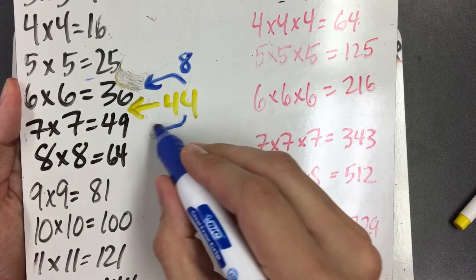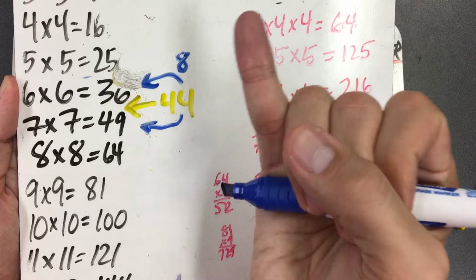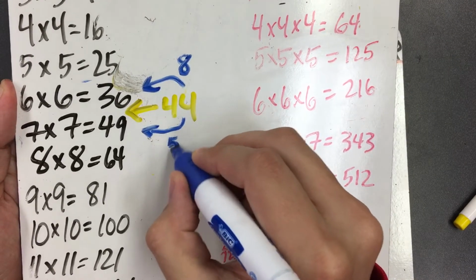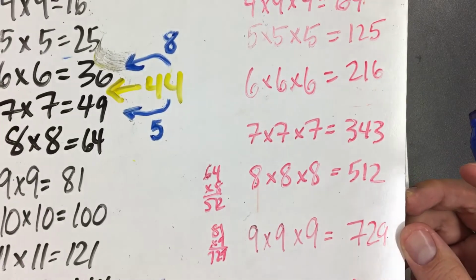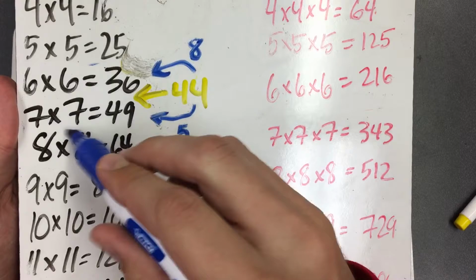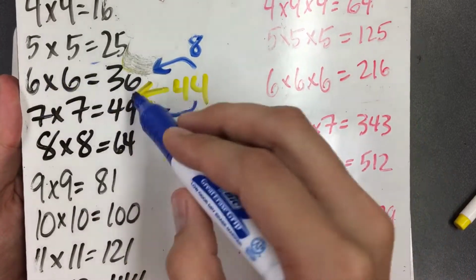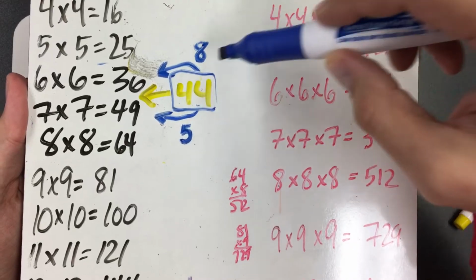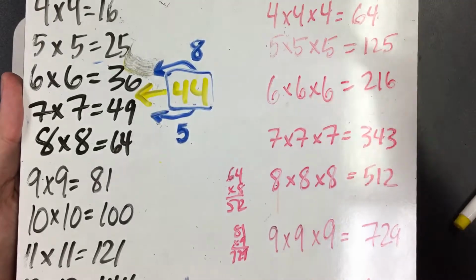How far away is 44 from 49? 45, 46, 47, 48, 49. It's only 5 places away from 7 times 7, which is 49. So this is closer to 7 times 7 than it is to 6 times 6. See how I did that? I just took my number, and then I just counted. How close is it to this? How close is it to that?